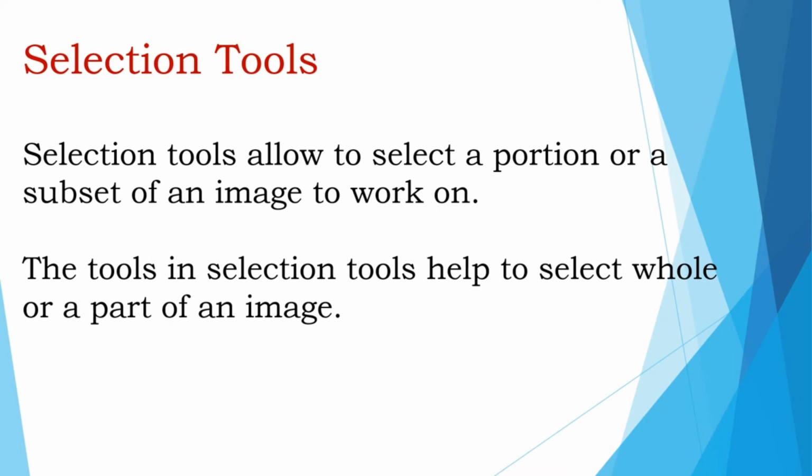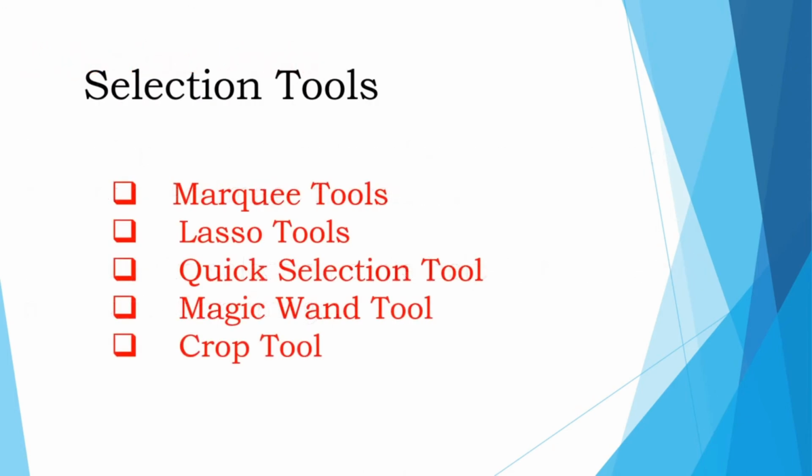Selection tools. Selection tools allow you to select a portion or a subset of an image to work on. The tools in Selection tools help to select all or a part of an image. Different types of selection tools are Marquee tools, Lasso tools, Quick Selection tool, Magic Wand tool, Crop tool.